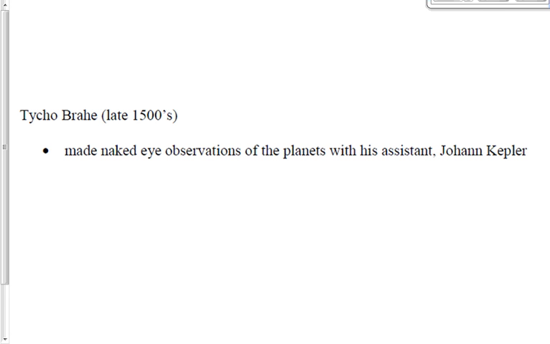He made observations with his assistant of times. How long does it take this star or this planet to go from this position to this position? Of angles. Okay, what angle is this particular planet at this time of day, at this particular time of year? Okay, how far does this planet travel, and so on and so on. He made all kinds of naked eye observations of the planets with his assistant, Johann Kepler. Let's fast forward just a little bit longer to after Tycho Brahe dies. Hey, there's an interesting story about how Tycho Brahe died, by the way.